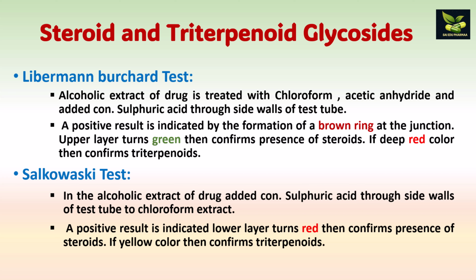In Salkowski test, to the alcoholic extract of drug, concentrated sulfuric acid is added through the side walls of the test tube to the chloroform extract, and positive result is indicated if the lower layer turns red, which confirms the presence of steroids. If yellow color, then it shows the presence of triterpenoids.